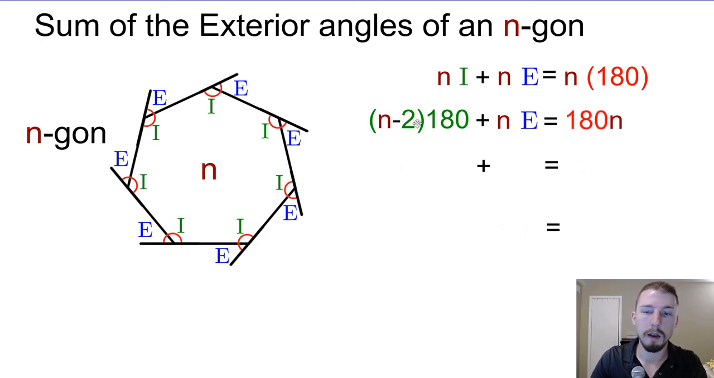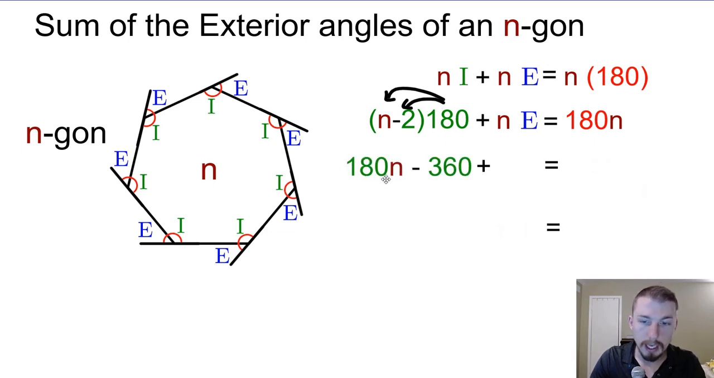is equal to n times 180, which is 180n. The next step here is we want to actually distribute through. Remember, we're going to distribute the 180 through to the negative 2 and to the n. Whenever we do that, we have 180n minus 360. Now this minus 360, that's where the 360 comes in. That kind of balances it out with our exterior angles. And that's why our exterior angles have to be 360, by the way. Plus our n exterior angles is still 180n.